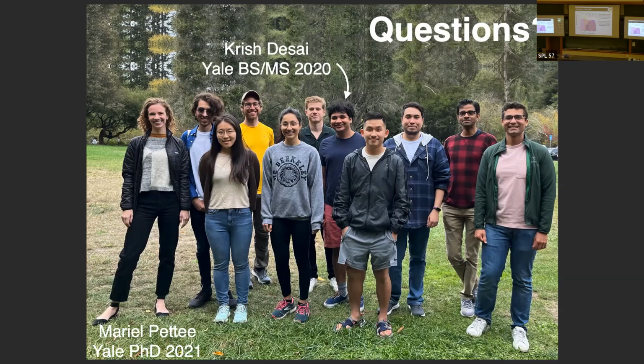And this is a picture of my group, and for some reason I have many Yale people who keep ending up in my group. I don't know why.